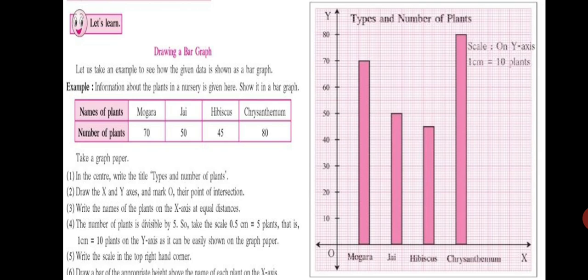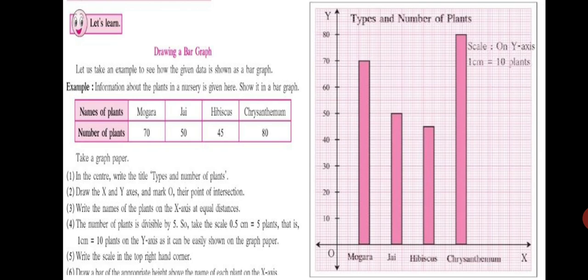Second step, draw the x and y axis. So you know the horizontal line below is x-axis and the vertical line is y-axis. Leave one box and draw this line properly. Write the names of the plants on the x-axis at equal distances. So leaving one box each time, you're going to write the names: mogra, jai, hibiscus, chrysanthemum. We write the names first.